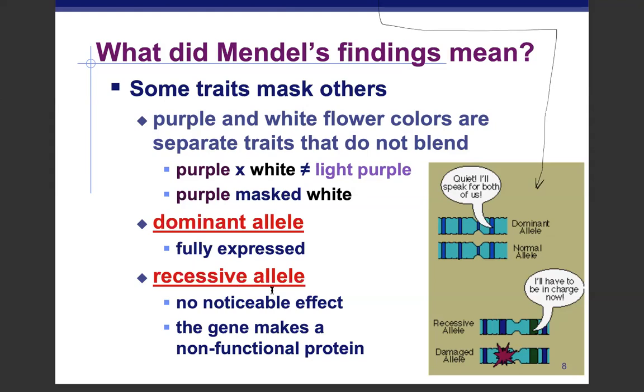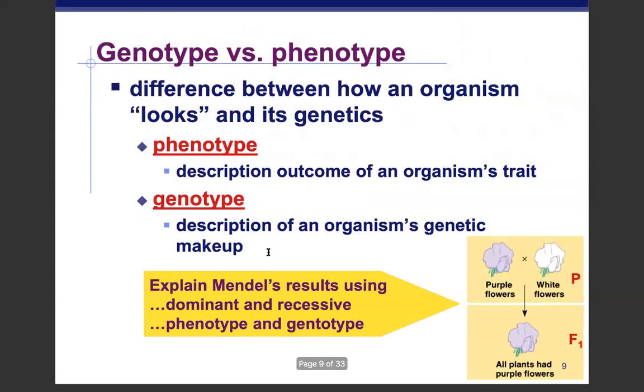The recessive allele has no noticeable effect. The gene makes a non-functional protein. The only time that the recessive allele is expressed is if there's no dominant allele. So if we look at genotype versus phenotype, which I talked about a bit earlier, the phenotype is the description of the outcome of an organism's traits, so the physical characteristics. The genotype is the description of an organism's genetic makeup, so what it looks like inside.